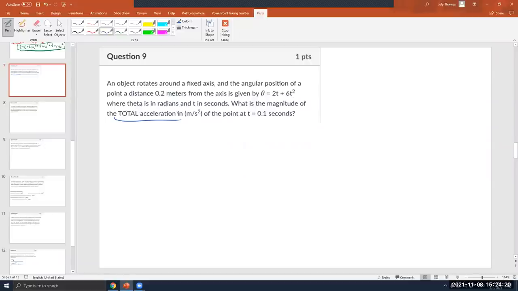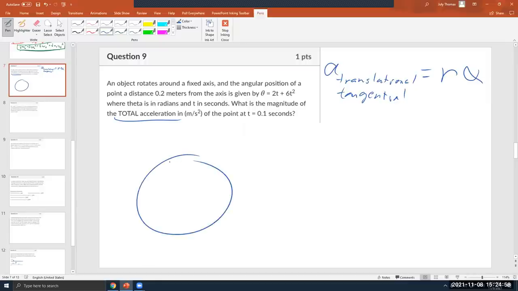So we have two types of accelerations. The first one, when we have an object that is rotating, is the translational or tangential acceleration. This is the one that is r times alpha. If you have an object that's rotating around a circle, this acceleration points tangent to the circle. I usually just do a sub t, the t there standing for translational and tangential.